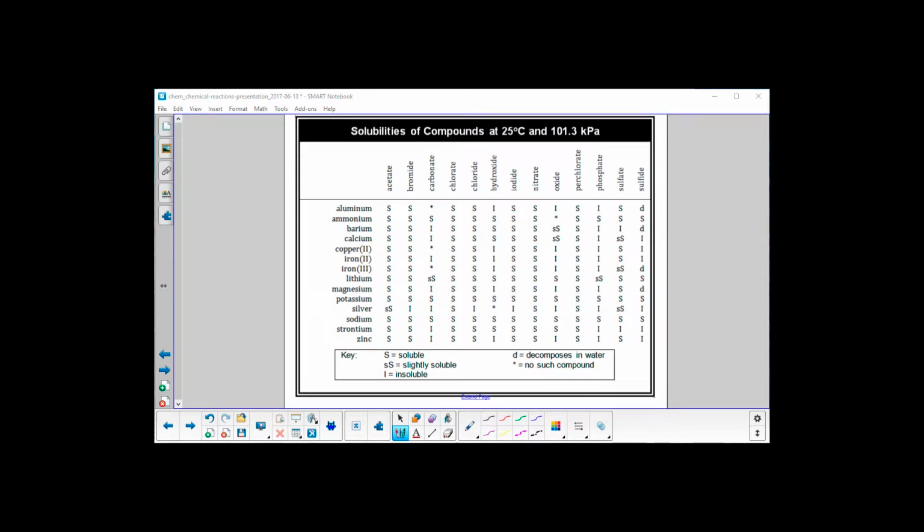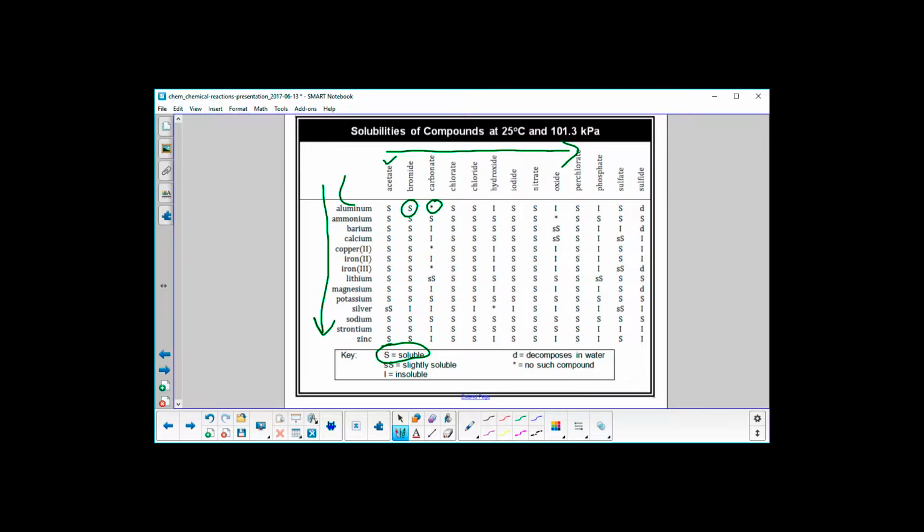Here's a handy table that hopefully you'll have near you if you have to answer questions about who's soluble and who is not. Down the left side, we have the first part of the chemical formula, and to the right, we have the second part. So for example, let's take the top line. You have aluminum acetate. That would be soluble. Aluminum bromide, also soluble.